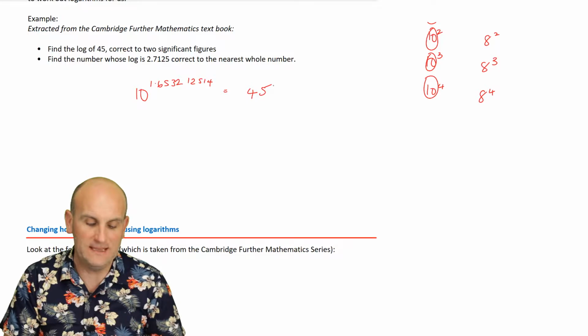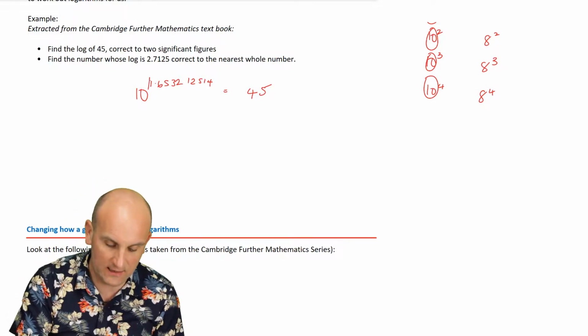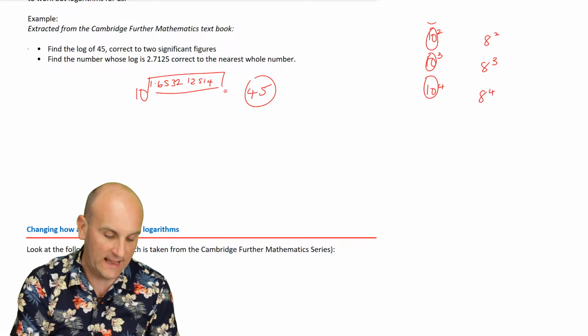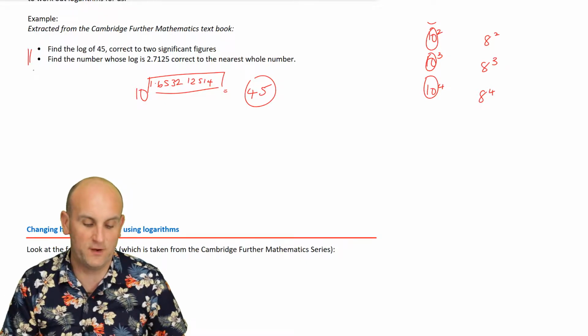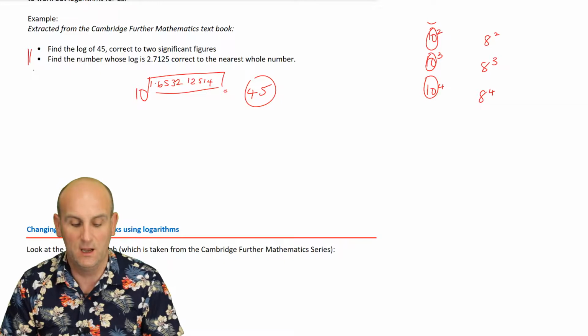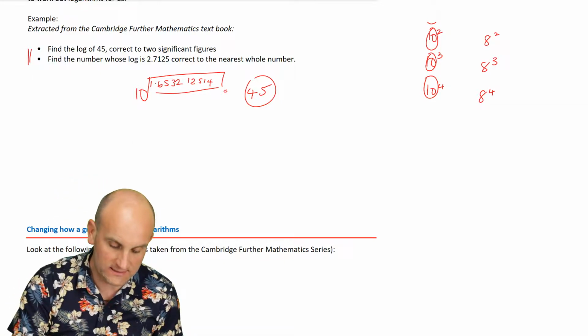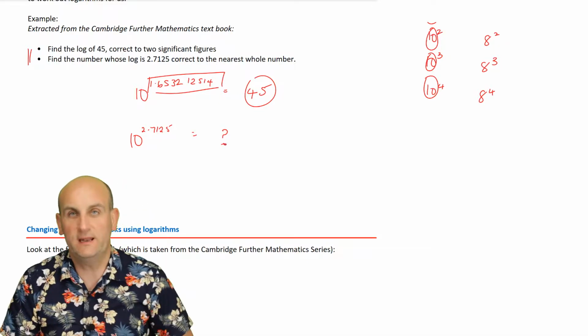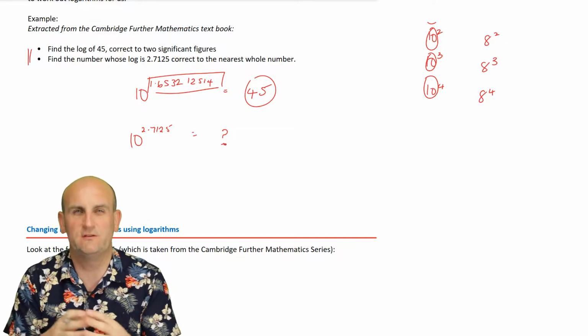So that means that this log button tells me the floaty number when I'm given the whole number. And actually this second part, when it's find the number whose log is, when they're giving you the log, they're actually saying, well, 10 to the power of 2.7125 is equal to what? So being able to read the questions is probably the most important part here.